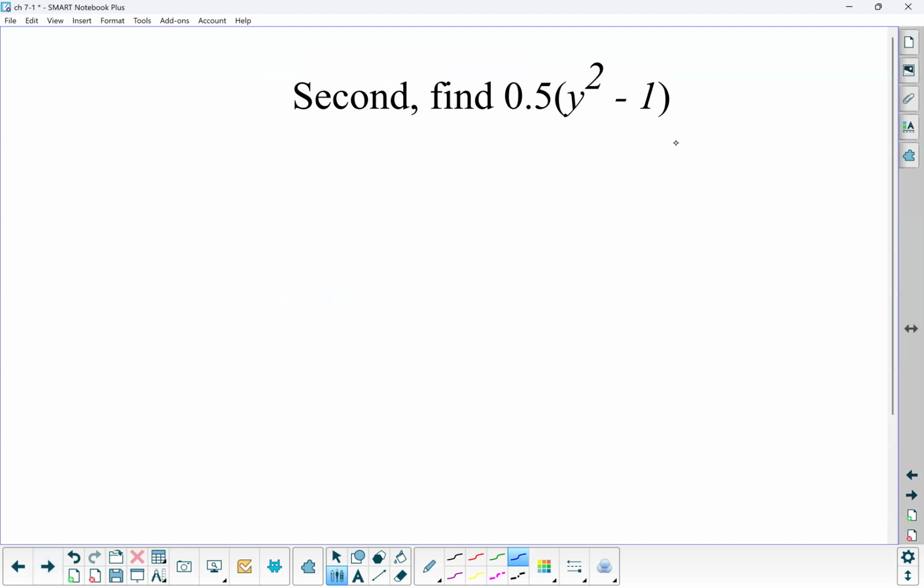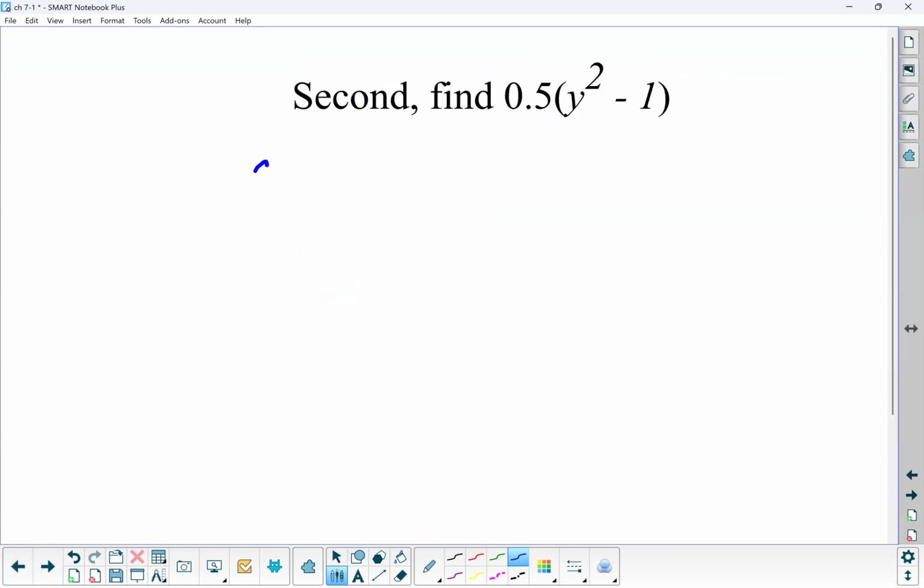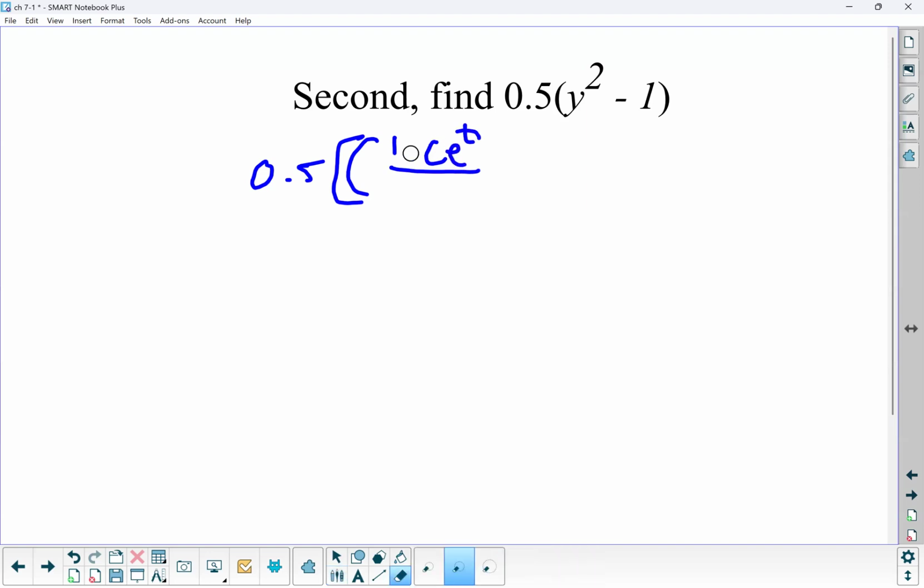Next, I'm going to simplify what was on the right side of my equation, 1/2 y squared minus 1. So if I go back and look at what y was equal to, y was 1 plus ce to the t over 1 minus ce to the t. So I'm going to have 0.5 times 1 plus ce to the t over 1 minus ce to the t squared minus 1.